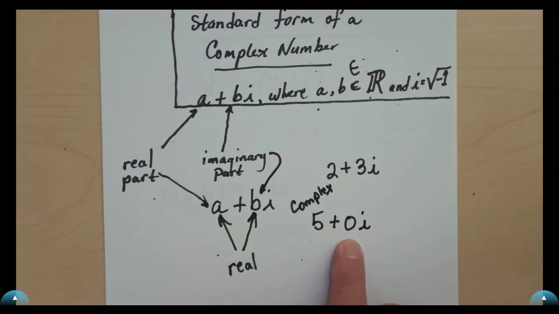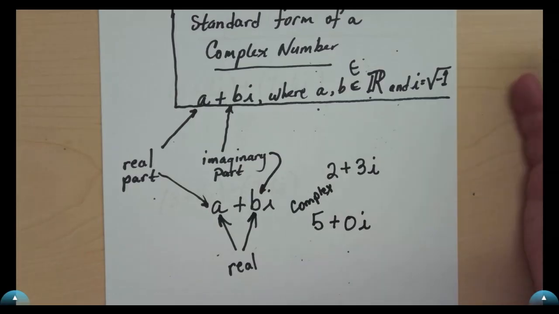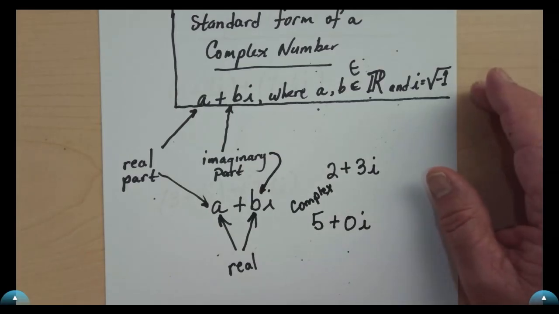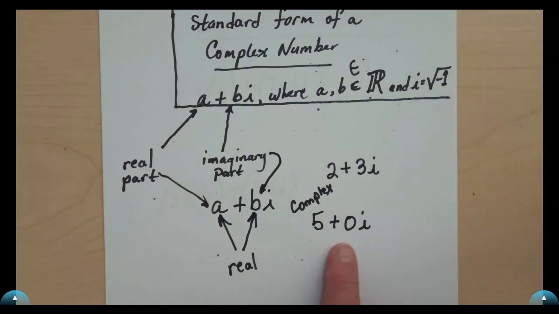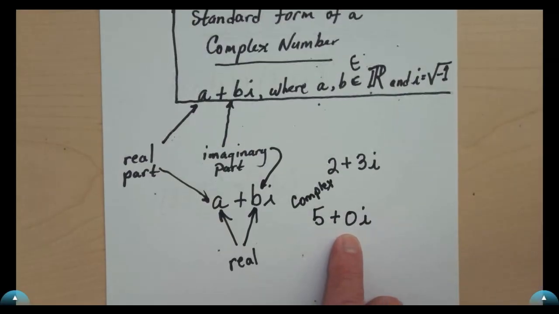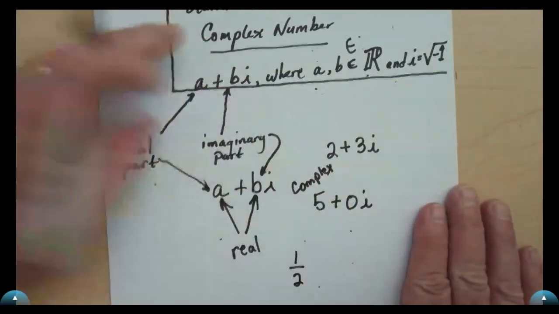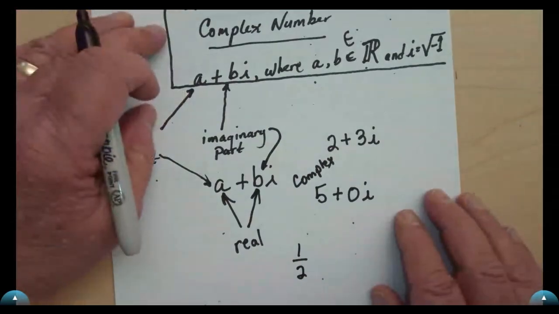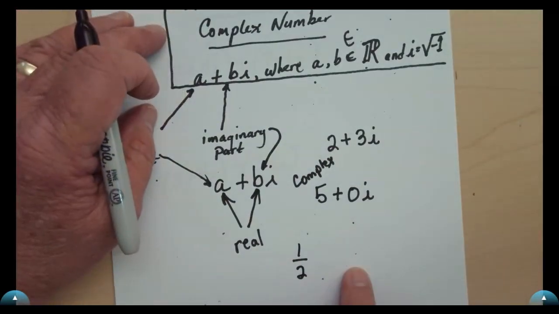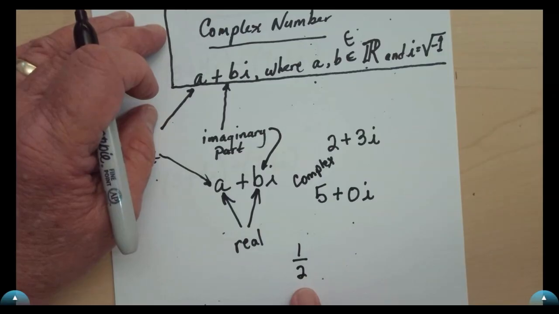But it is technically written in the form of a complex number, whose real part is 5 and whose imaginary part is 0. So it turns out that the set of real numbers, the numbers that we're used to working with, are actually just the subset of the complex numbers that have 0 for their imaginary part. In other words, any real number, 1/2. Well, that's a real number. It's a rational number, 1/2. But that's the same as 1/2 plus 0i, which means technically that's a complex number, right? So every real number is a complex number.